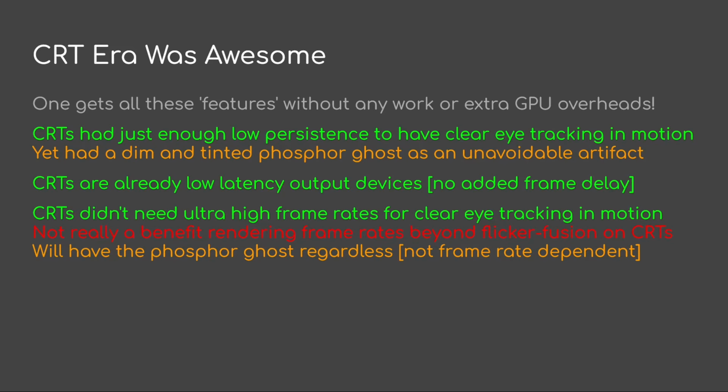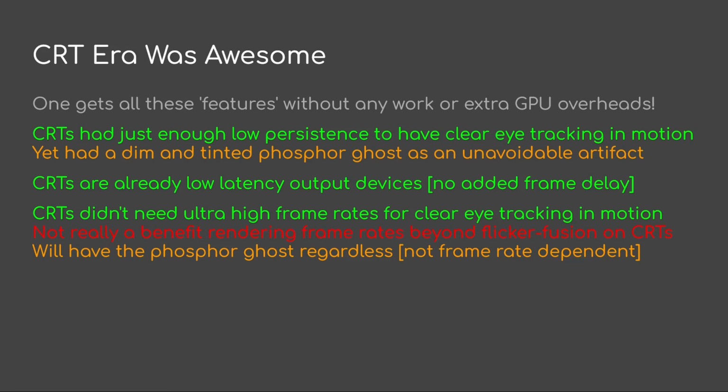Otherwise, the CRT era was awesome. We got all these features of high motion clarity without any work or extra GPU overhead. CRTs had just enough low persistence to have clear eye tracking and motion, and they were dim, and they had tinted phosphor ghost as an unavoidable artifact. Now, the reason for the tinted phosphor ghost is because the decay time of the phosphors changed depending on the color.